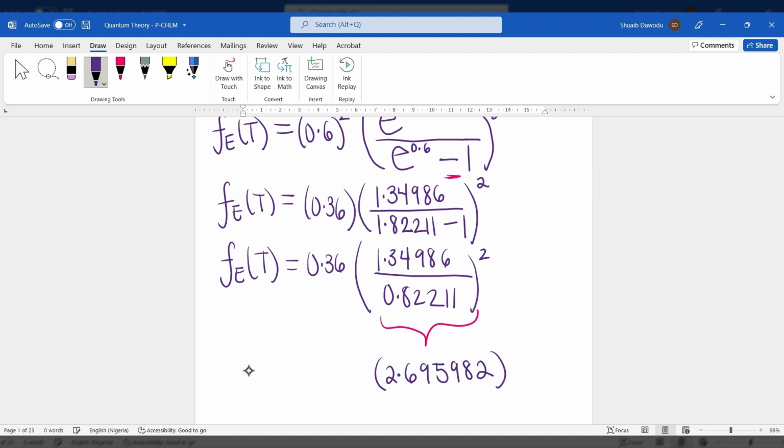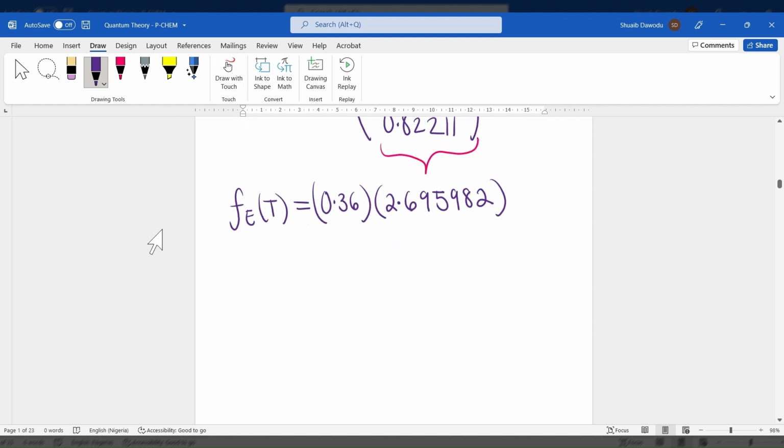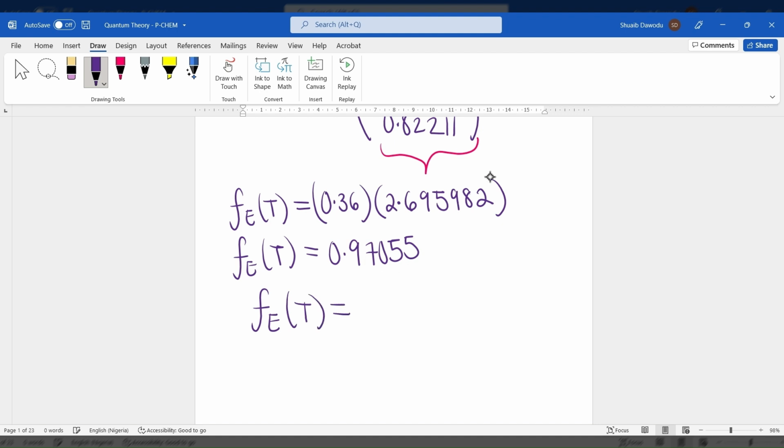2.695982, and then f sub e of t is equal to 0.36 times that. So yeah, that is it. So f sub e of t is equal to 0.97055.